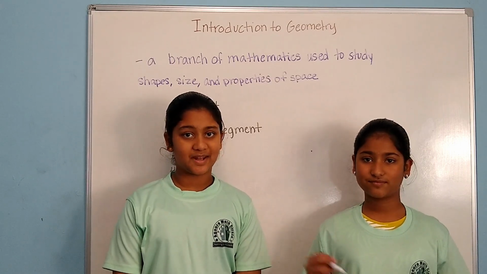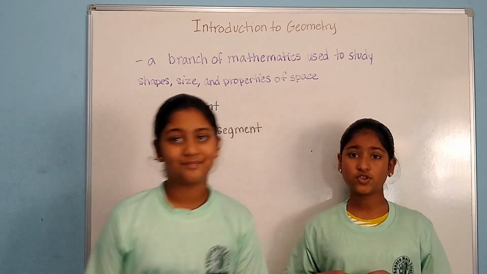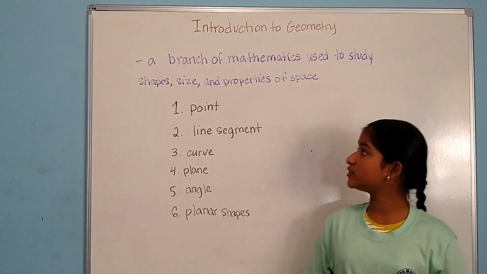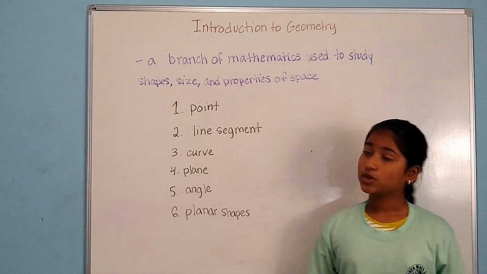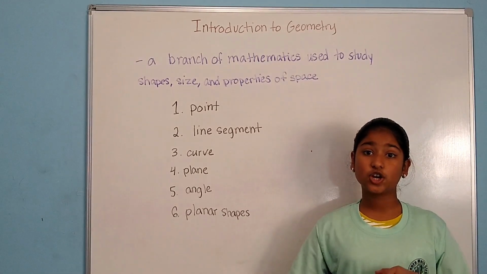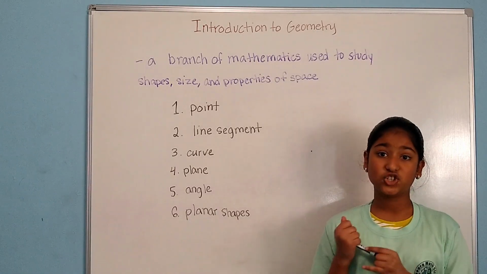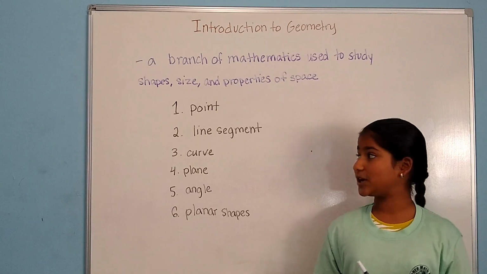This is Junior Intermediate and we're going to be learning about geometry. So let's get started. So, what is geometry? Geometry is a branch of mathematics used to study shapes, sizes, and properties of space. And geometry consists of two words, geo and metron. Geo means earth and metron means measurements.